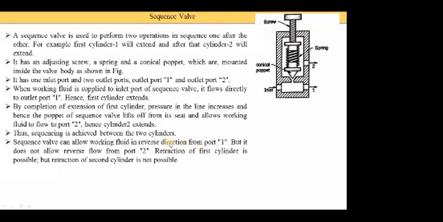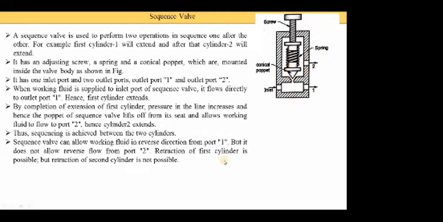The sequence valve can allow working fluid in the reverse direction from port 1, meaning during retraction the oil is coming back from the cylinder to the inlet port, here at port 1. But it does not allow reverse flow from port 2. Retraction of the first cylinder is possible, but retraction of the second cylinder is not possible. Suppose oil is coming back during the retraction stroke, then what happens? The oil comes here and the poppet is sealed, meaning the oil cannot go back.